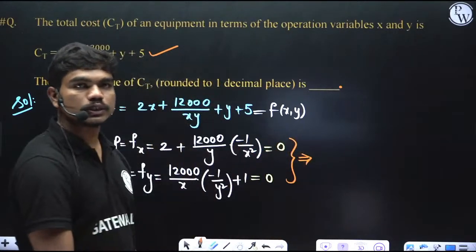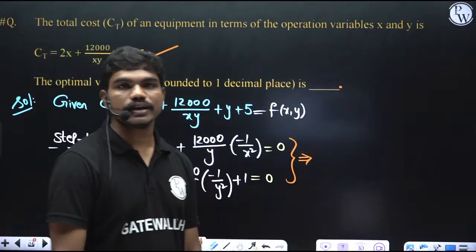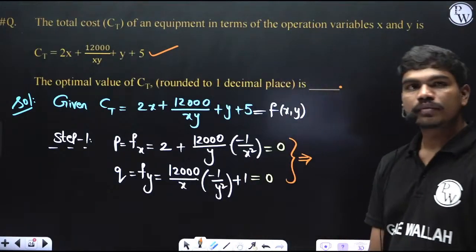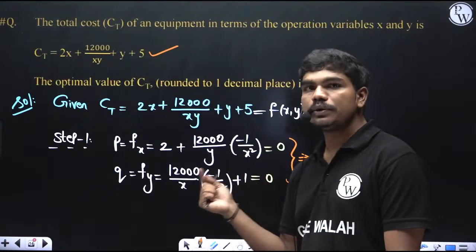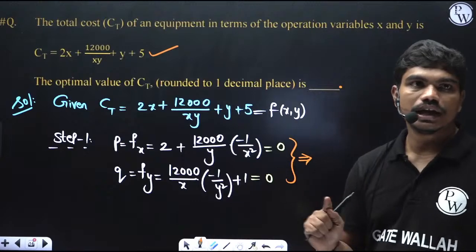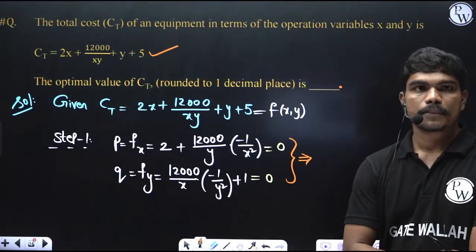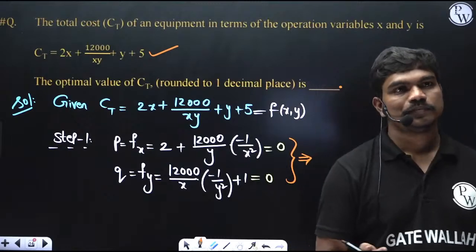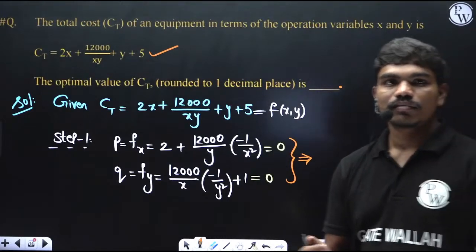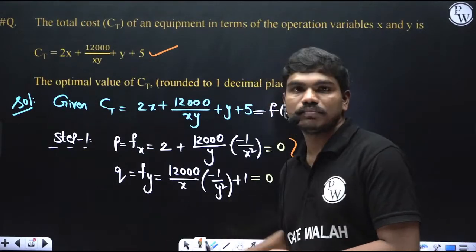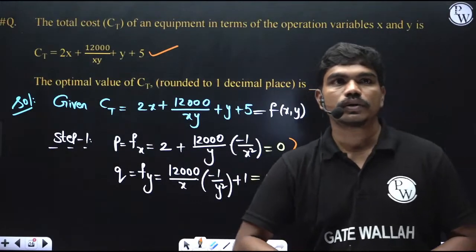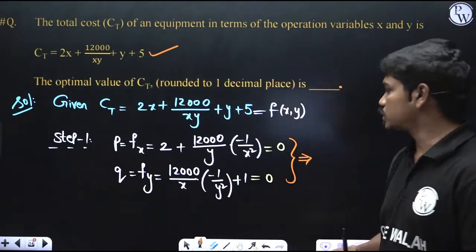Did anyone solve these two equations and get the values of x comma y? Come on quickly, please type it in the chat box. Any one of you? I know some of you would be stuck at these equations, but there's a high chance that some of you can actually solve them. So let's see how you can solve these equations.